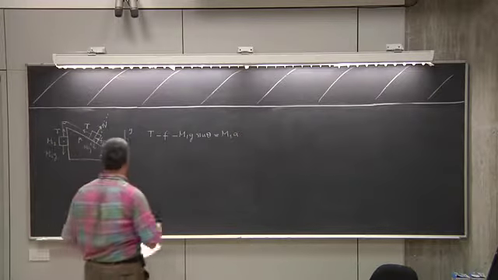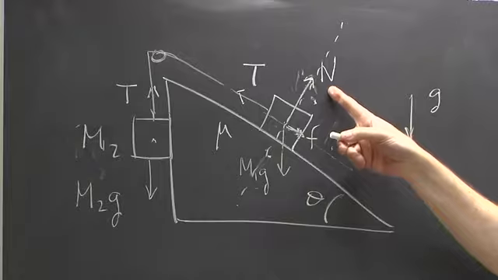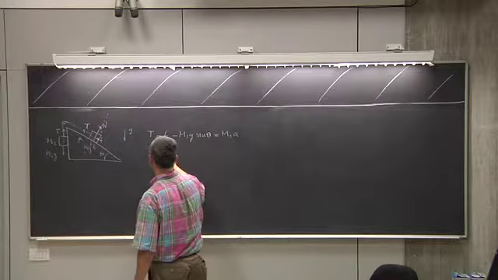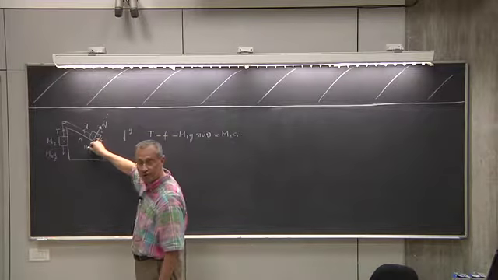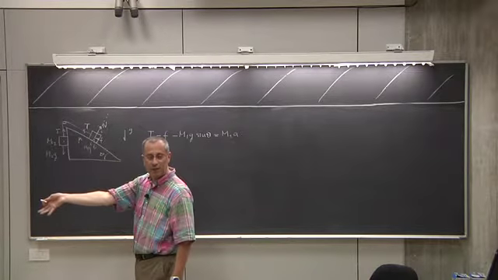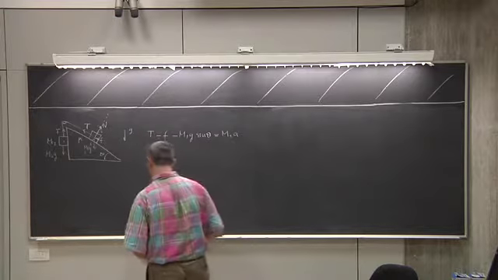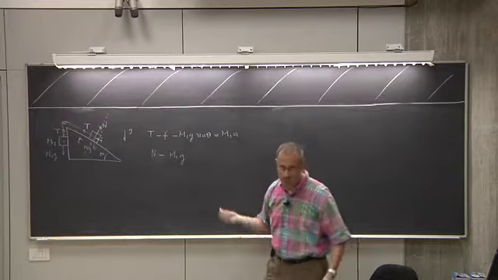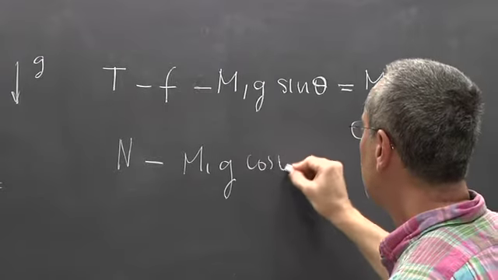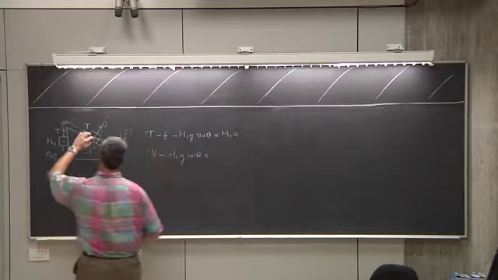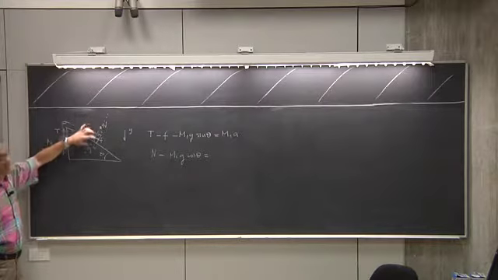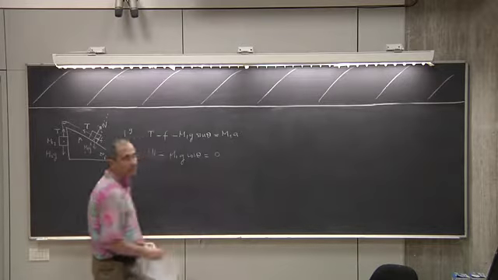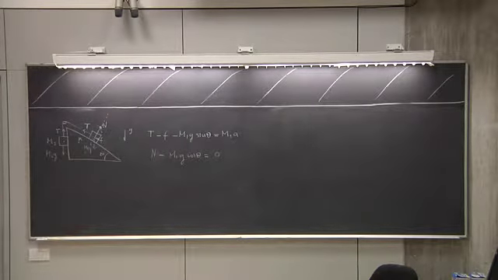Well, in this direction, I only have N, whatever that is, the reaction of the plane on the mass, right? Minus, pointing in the opposite direction, the other component of gravitational force on this mass, that this time is m1g times what? The cosine. And you see that this is just resting there, so there is no acceleration in this direction. So the sum of these two must give 0. Okay, so this is the second equation.